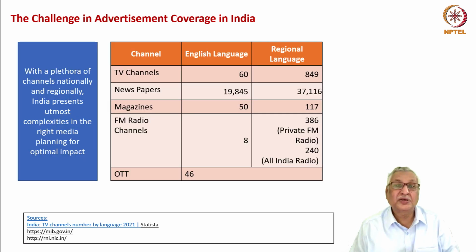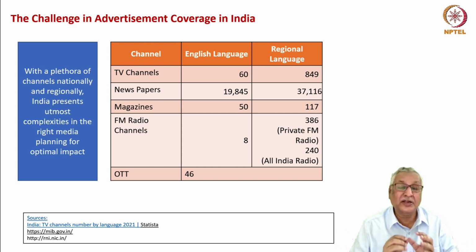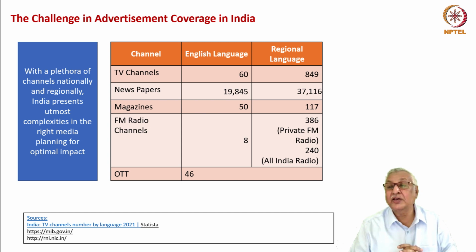What is the challenge in advertisement coverage in India? We have a plethora of channels nationally and regionally, and therefore India presents utmost complexities in getting the right media planning for any company. In English language, we have 60 TV channels, and in regional languages, all put together, we have 849. We have 19,845 English language newspapers and 37,116 regional language newspapers, 50 magazines in English and 117 magazines in regional languages. FM radio channels, 8 in English language, 386 in terms of private FM radio and 240 in terms of All India Radio. OTT, we have 46 channels.